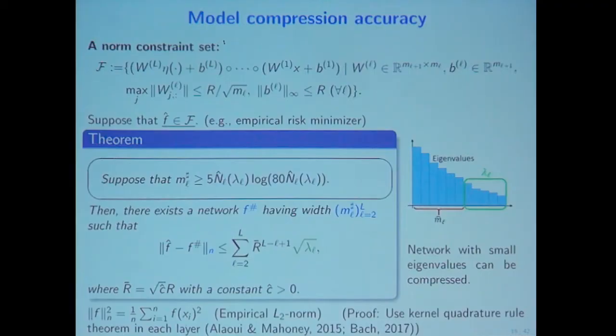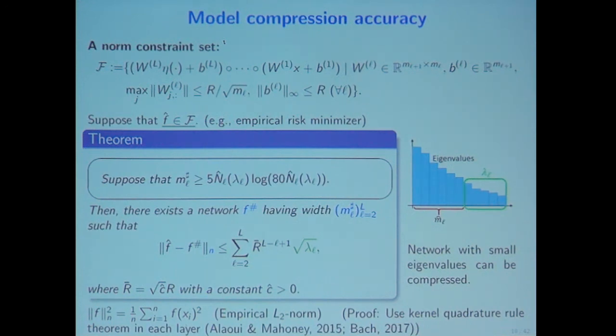Okay, so now we go to the next slide. We want to analyze how well the network can be compressed. That is represented in this slide. Let capital F be the model of a network with a norm constraint. We suppose that the estimator is picked from this model. For example, we can consider the empirical risk minimizer in this model. Now we want to compress the trained network F hat to a smaller network F sharp.